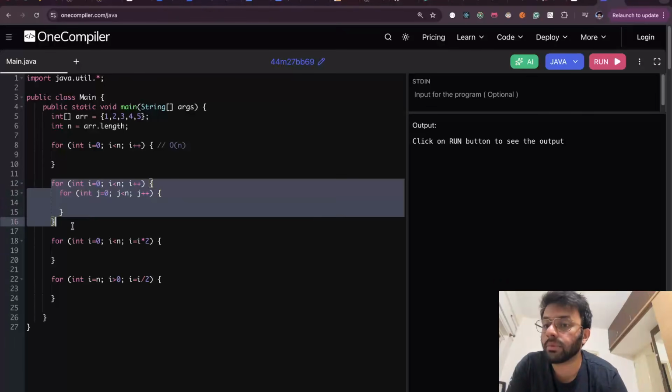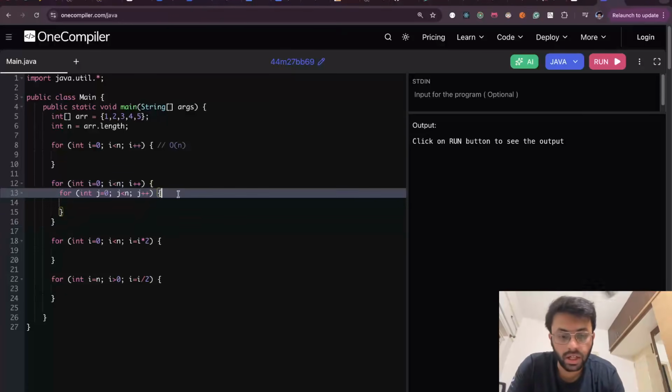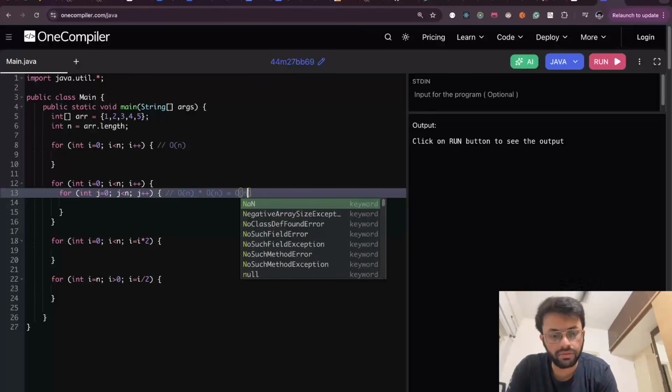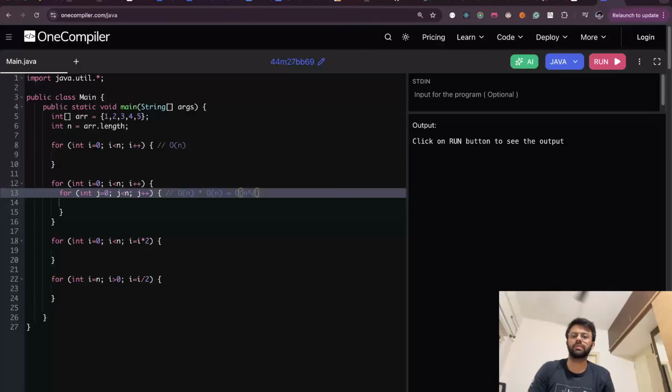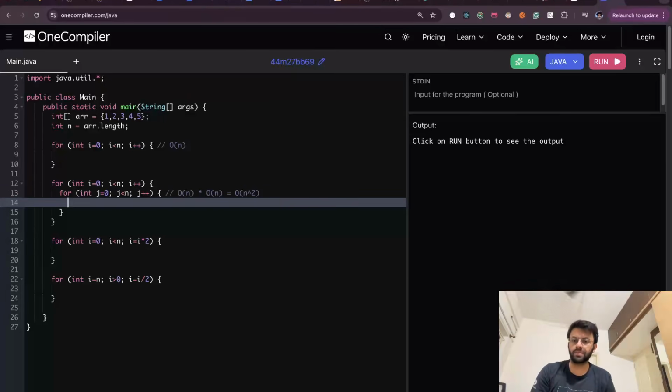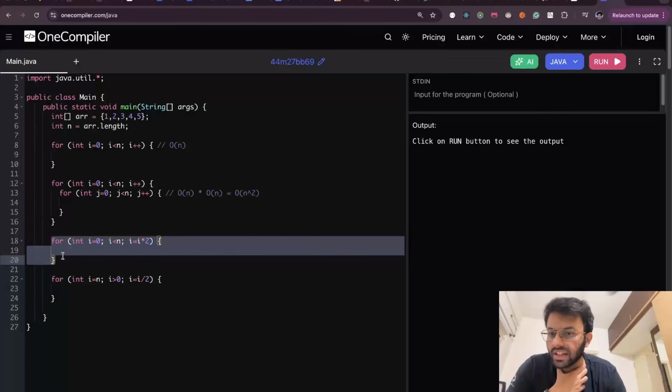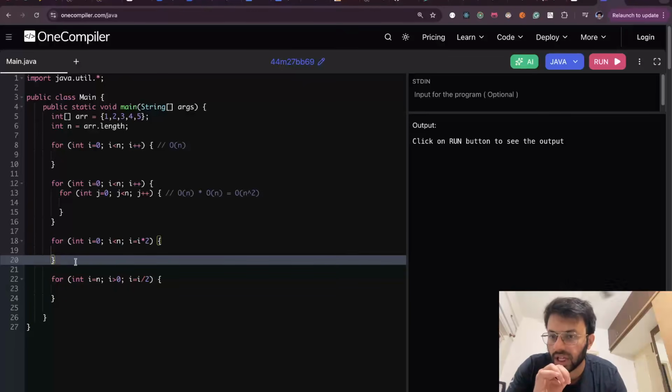So the total time complexity becomes the multiplication of that, which is big O of n into big O of n, which becomes big O of n square. Okay, this is what the time complexity becomes. Okay, now suppose you have this for loop. What do you think?